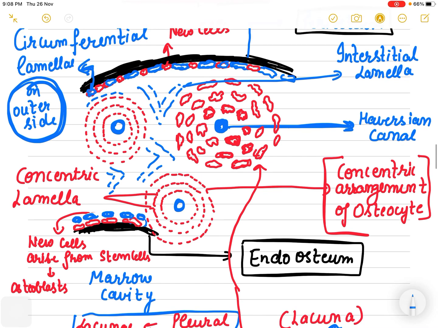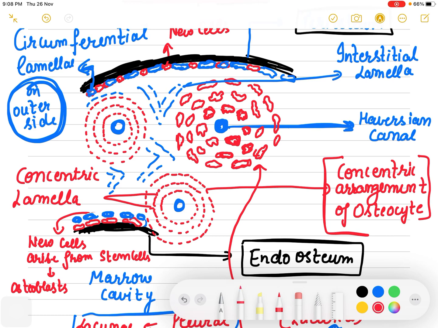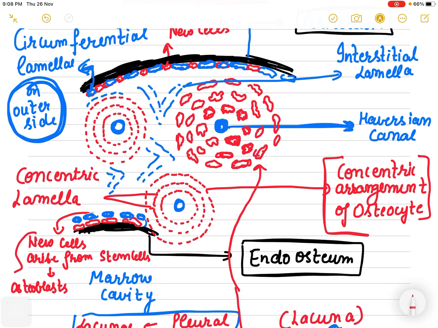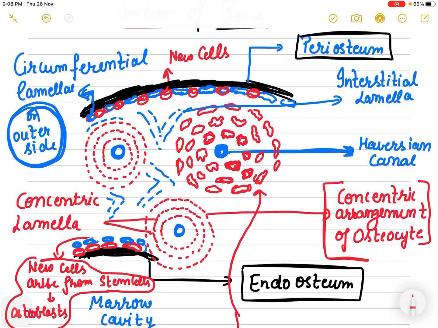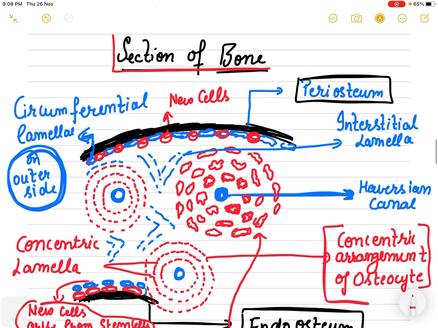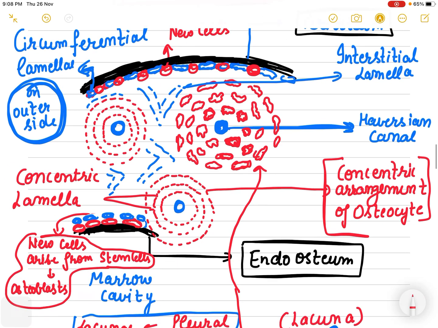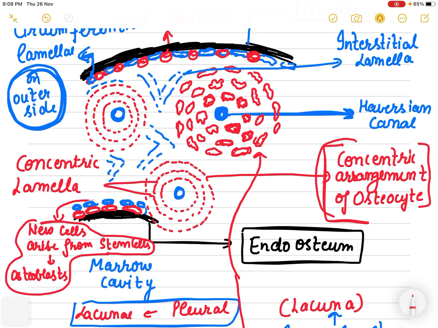But how are new osteoblasts formed? New osteoblasts are formed from stem cells, and they are present here on the surface, just next to the circumferential lamella. There are other cells, new cells or stem cells, which give rise to the osteoblasts. So this is the structure, or the section, of bone. Who is making the hard cementing material?